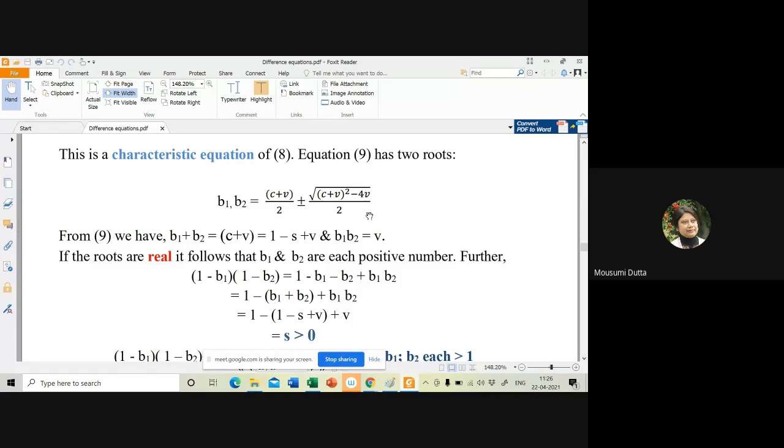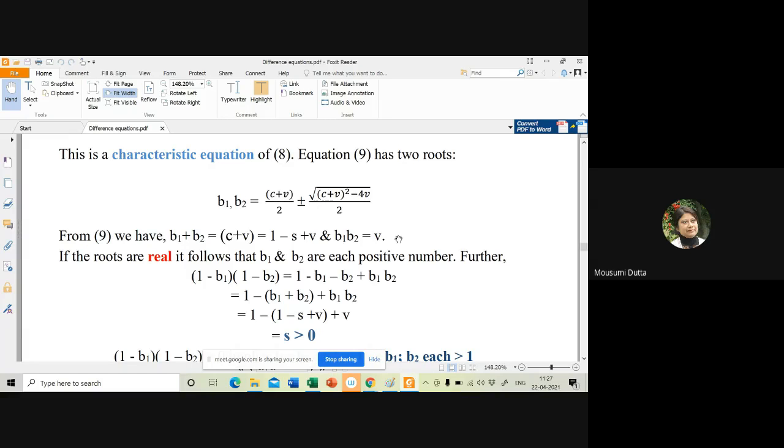Okay. So B1 and B2, if you look at the product part, B1 and B2 should have the same sign if I want the right hand side to be positive. So if I look at the product, we can tell that either both of the roots will be negative or both of the roots will be positive. B1 into B2 is equal to V, which is positive. This indicates B1 and B2 should have similar signs. Either both of them will be negative or both of them will be positive.